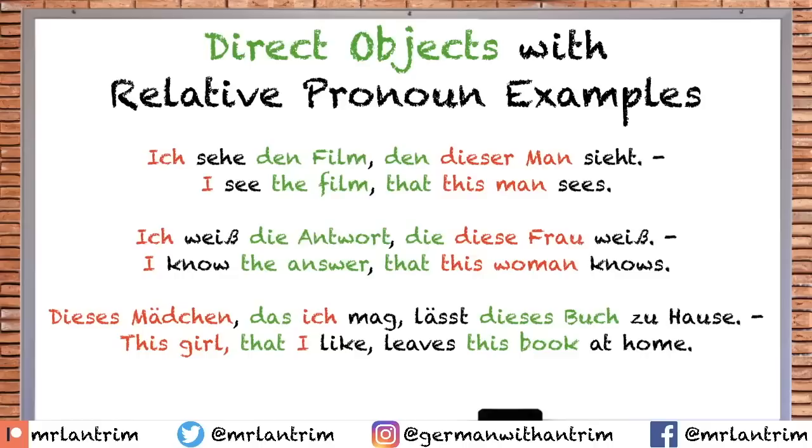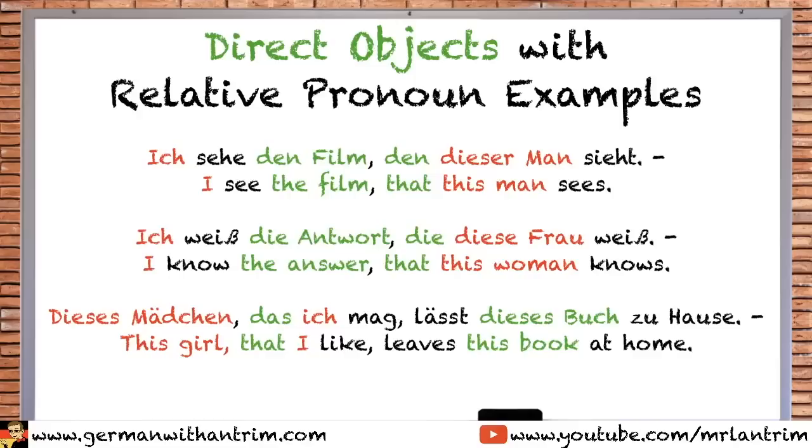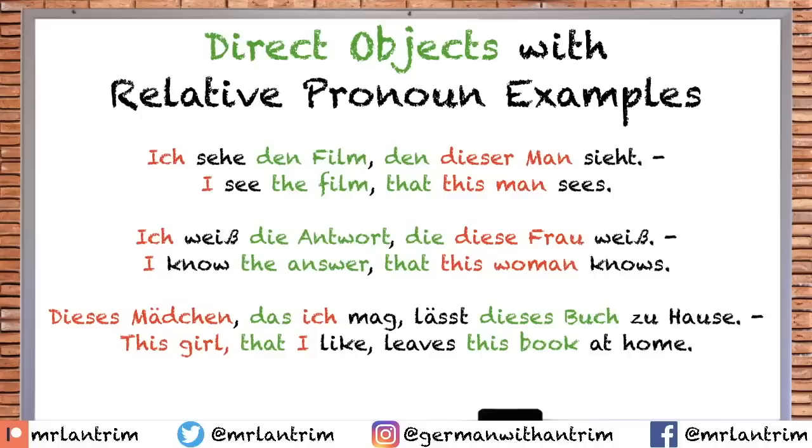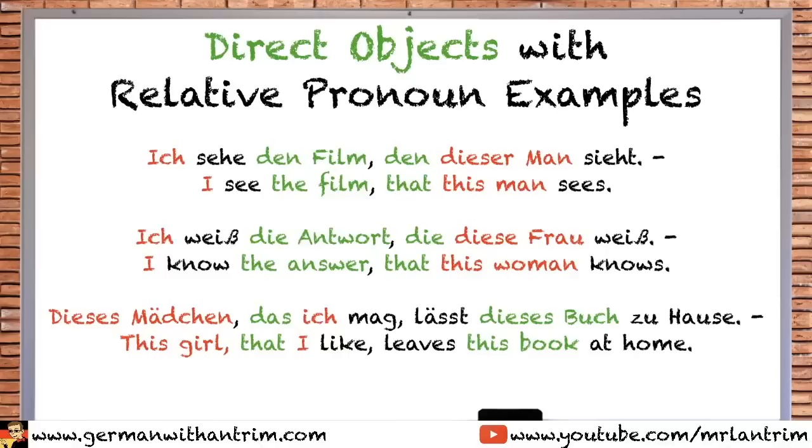Dieses Mädchen, das ich mag, lässt dieses Buch zu Hause. Here you'll notice the example that I showed you earlier, where you have the nominative case being used for the noun to which the relative pronoun is referring. So dieses Mädchen is in the nominative case in the main clause. So dieses Mädchen lässt dieses Buch zu Hause. This girl leaves this book at home. Das is referring back to that same girl. That's why it's das instead of die or der or any of those other things.